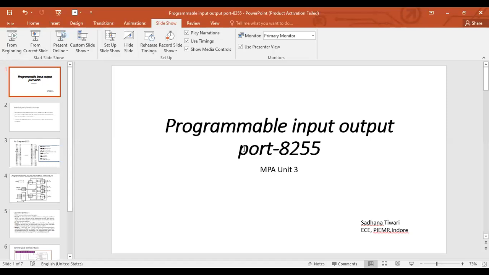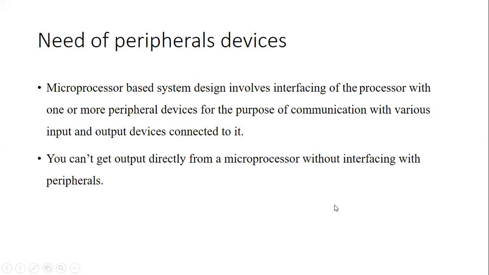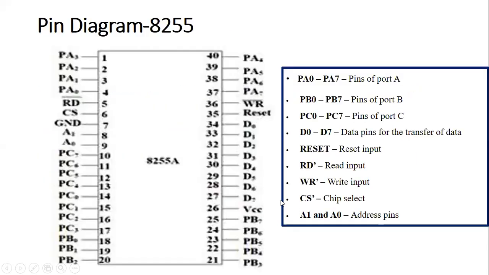Hello everyone. In the last lecture, we discussed the programmable input-output port IC 8255, and we discussed the need for peripheral devices. After that, we discussed the pin diagram of the 8255. The 8255 is a 40-pin IC. It consists of three ports: port A, port B, and port C.